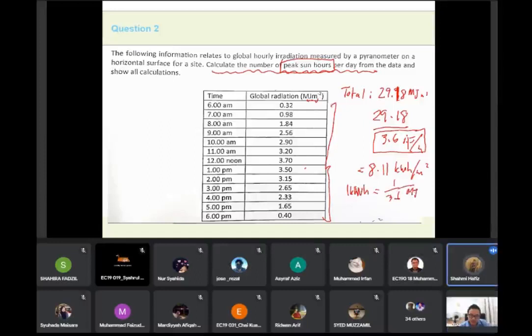1 MJ equals 1/3.6 kilowatt hour. Sorry, MJ. I made a mistake. 1 megajoule equals 1/3.6 kilowatt hour. So it means divide by 3.6. The megajoule over 3.6, then you get directly the kilowatt hour per square meter.